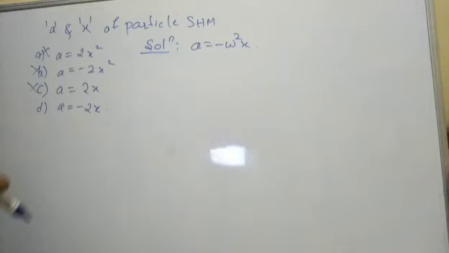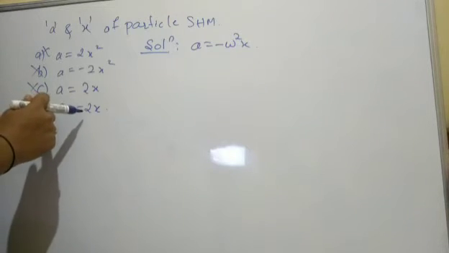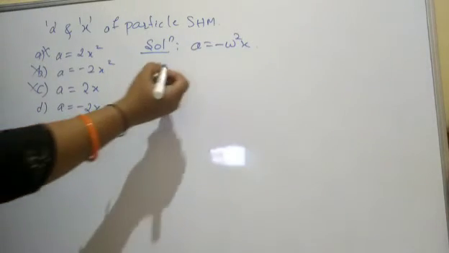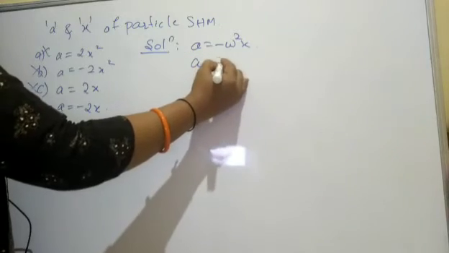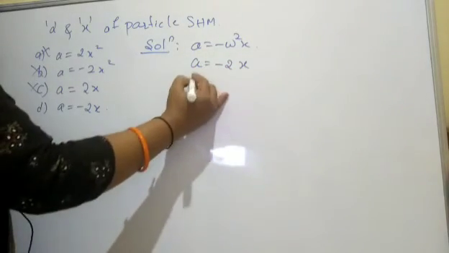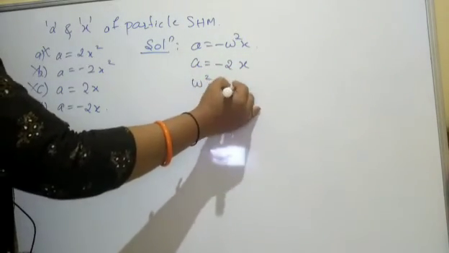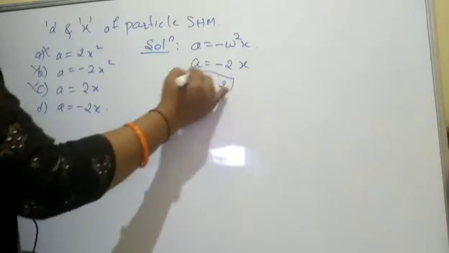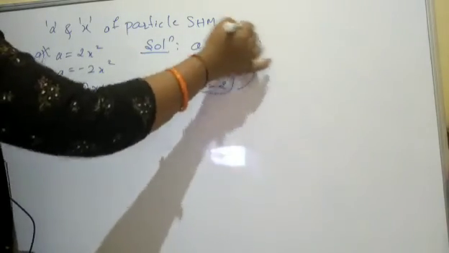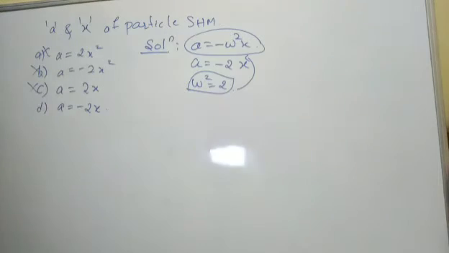Finally, the last option, a is equal to minus 2x. So let us cross check. So a is equal to minus 2x. So omega square is equal to 2 here. So that seems the same form as the acceleration of a particle executing simple harmonic motion. So the option will be 4 here.